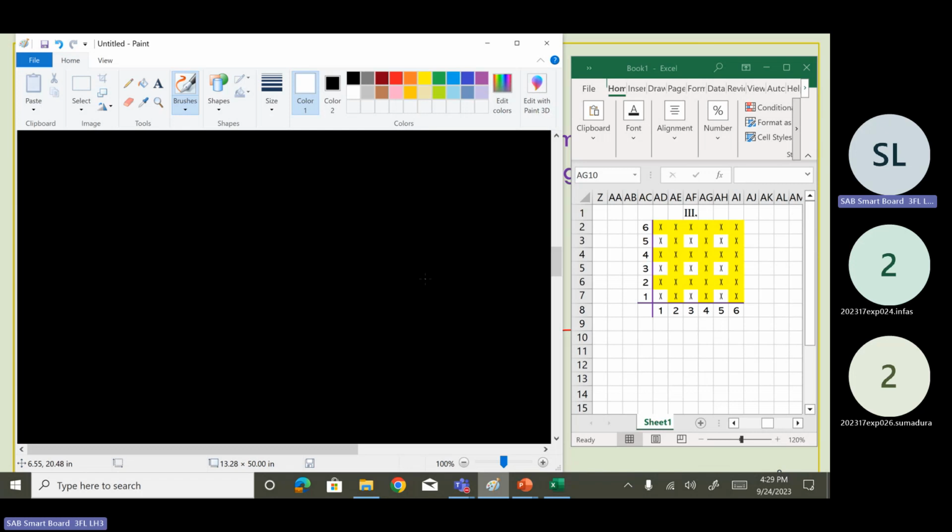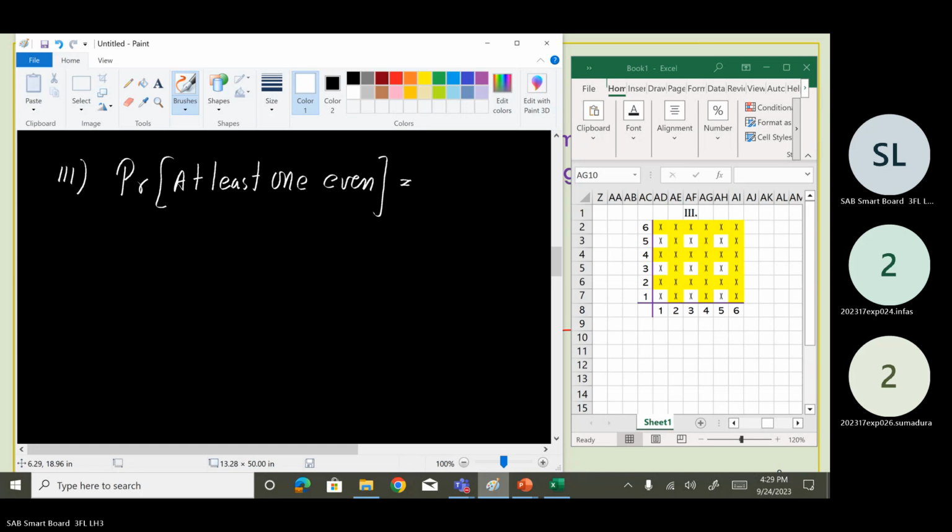Probability of at least one even is 27 over 36. We are not considering only the both odd cases: 1-1, 1-3, 1-5, 3-1, 3-3, 3-5, 5-1, 5-3, 5-5. At least one even.